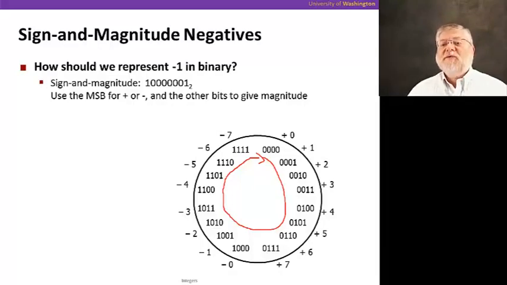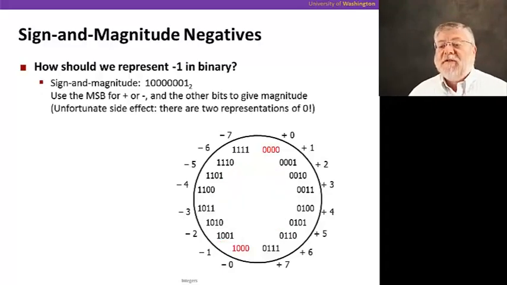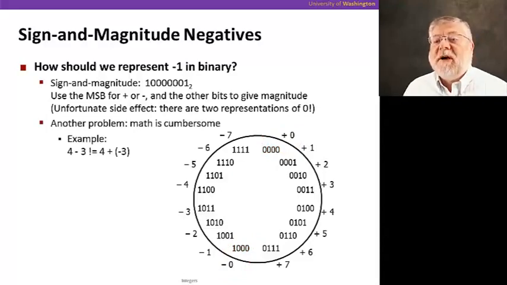Right? So a -1 is always represented in sign magnitude binary with a leading 1 for the sign and then a value of 1 for the remainder of the bits, for the magnitude. The unfortunate side effect of this, as we've said, is that we have two values that correspond to 0, a -0 and a +0. So why is this an issue? Well, it makes math a little cumbersome.